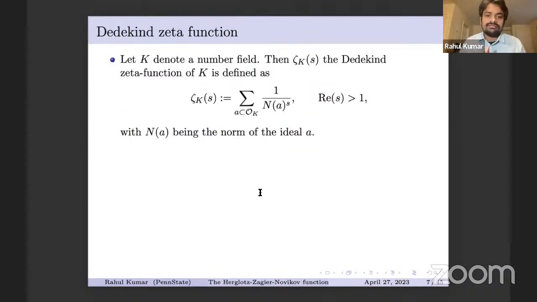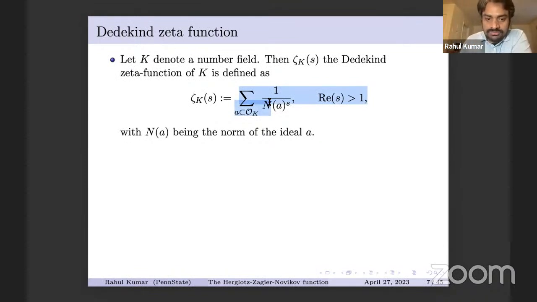So for every number field, we know that we can attach a zeta function, which is known as the Dedekind zeta function. And it can be defined in this fashion, where you have 1 over N raised to the power s, and now your sum runs over all integral ideals of O_K.